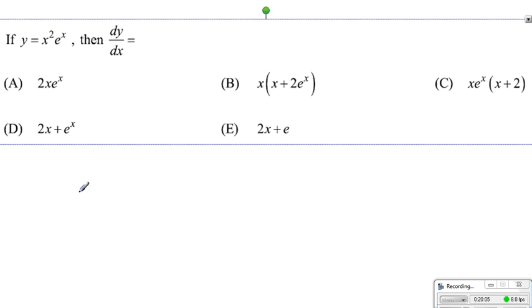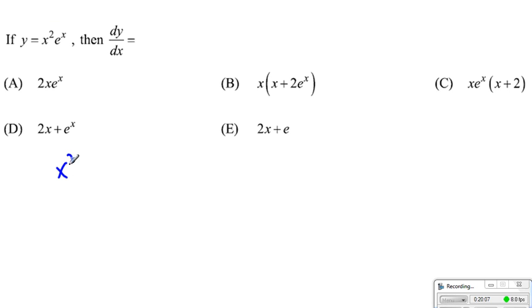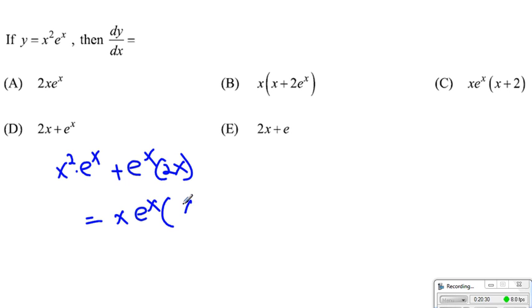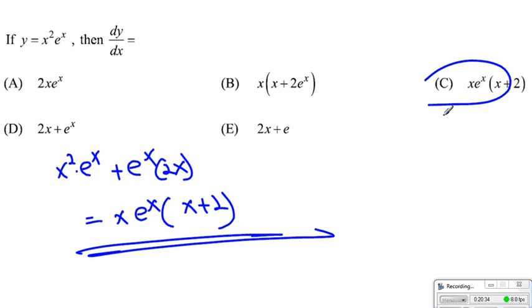Here we have to use the product rule. We have x squared times e to the x power plus e to the x power times the derivative of x squared, which is equal to 2x. Now here, e to the x is common, so when we factor out x times e to the x, we have x plus 2 as our final answer. Choice C.